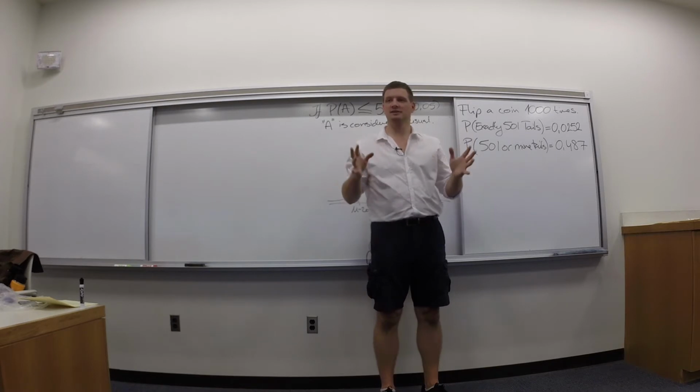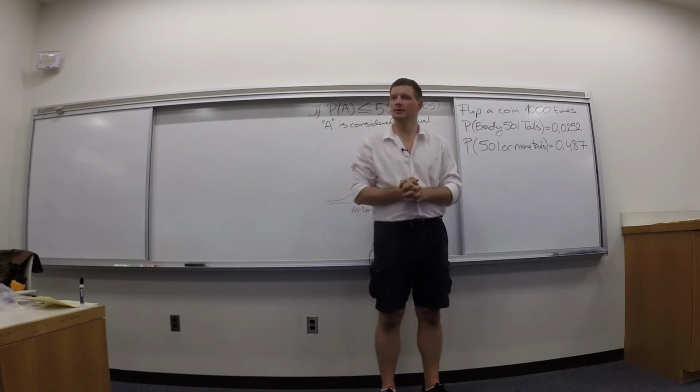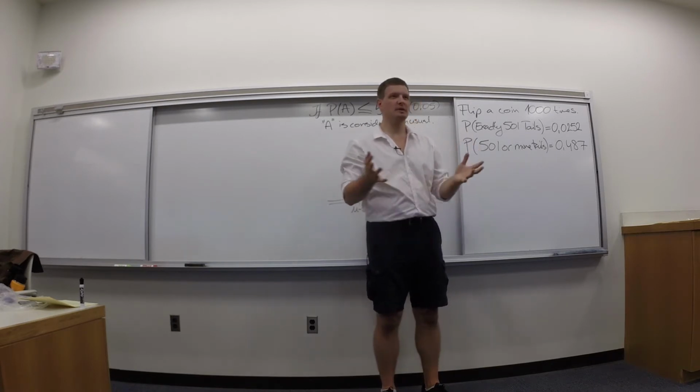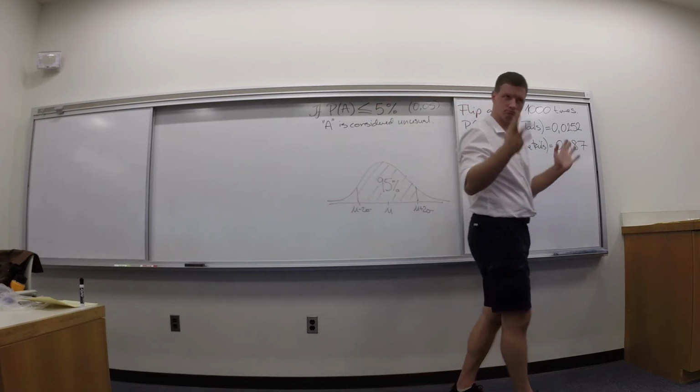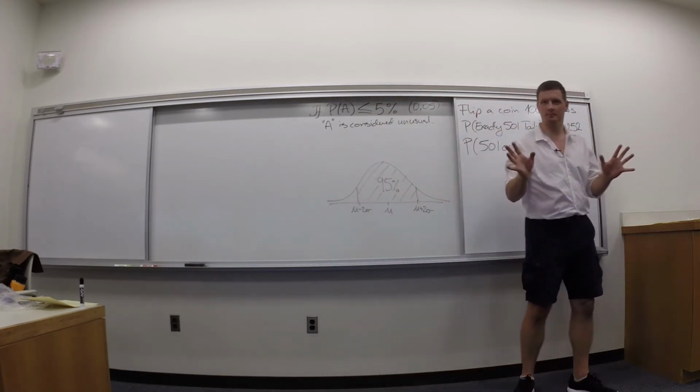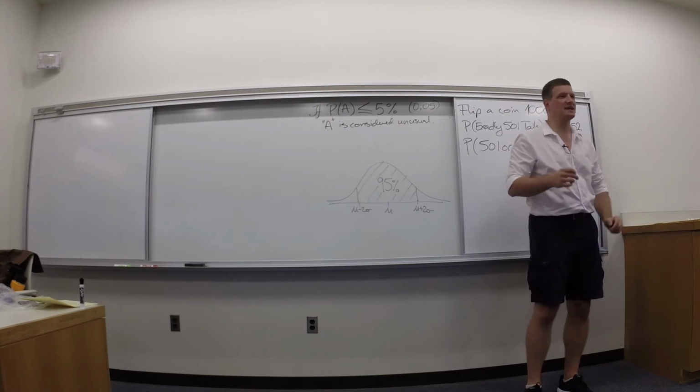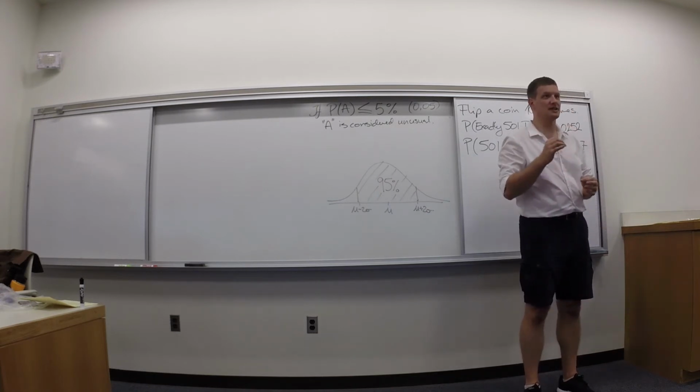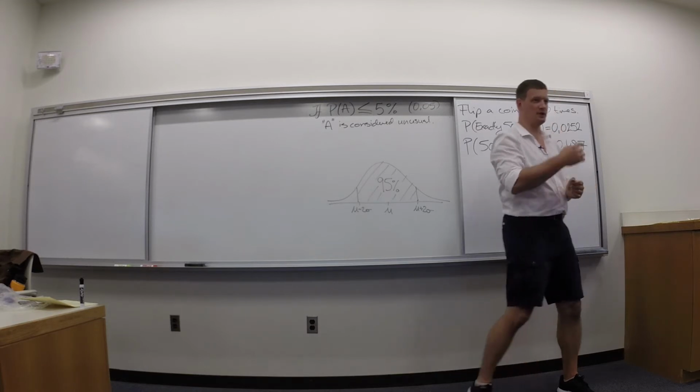So let's look at it. You're flipping a coin 1,000 times. What are you expecting on average? You're expecting 500 heads, 500 tails. Easy. Everybody's with me. What are the chances I'm going to get exactly 501 heads? 1 in 1,000? No, 2.5%.